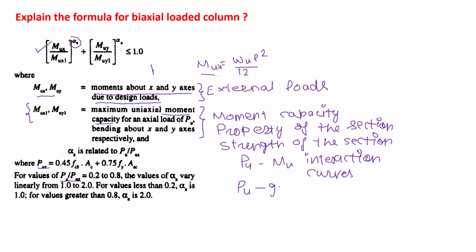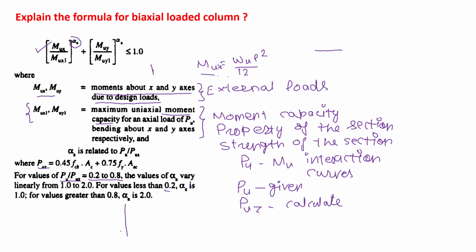PU given, PUZ you have to calculate, and then you will get alpha n. Now how we will get the alpha n value? There you can see we have these values that are given. Here this is given: PU upon PUZ from 0.2 to 0.8, the value of alpha n varies from 1 to 2, and for values less than 0.2.